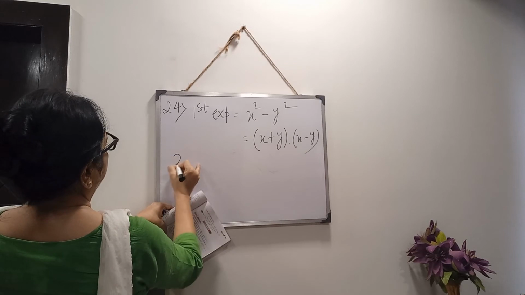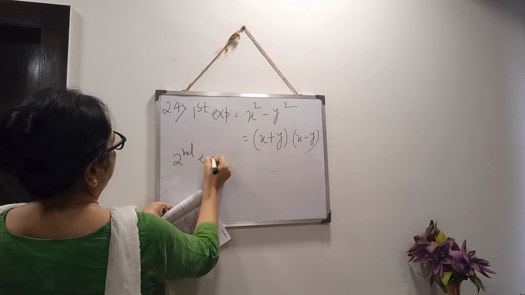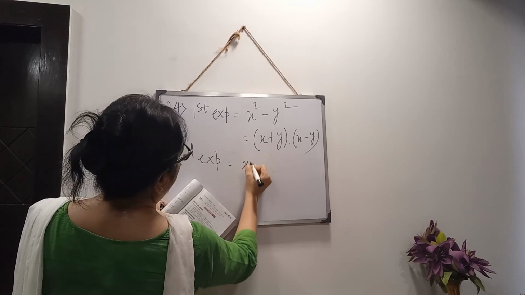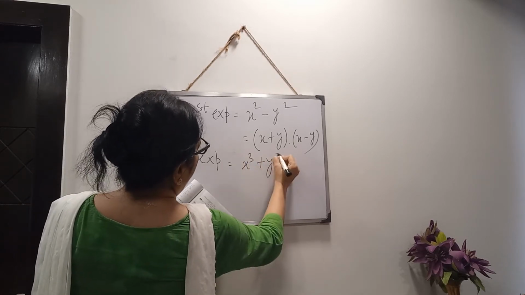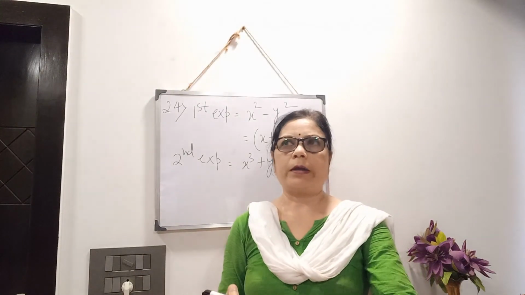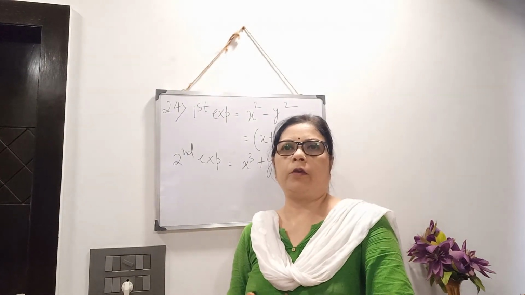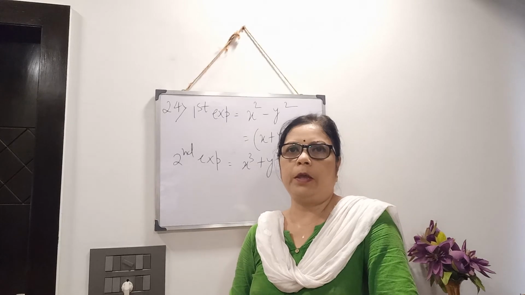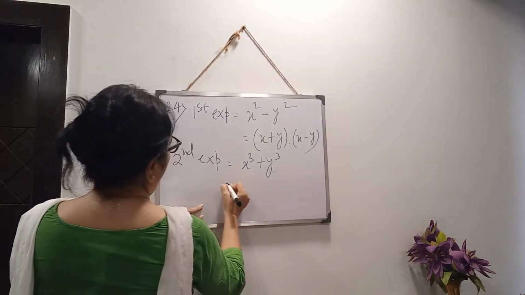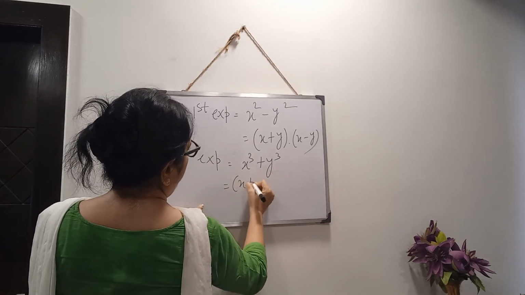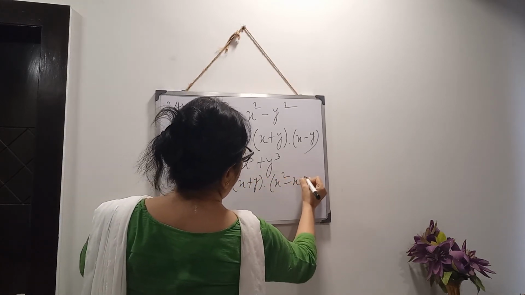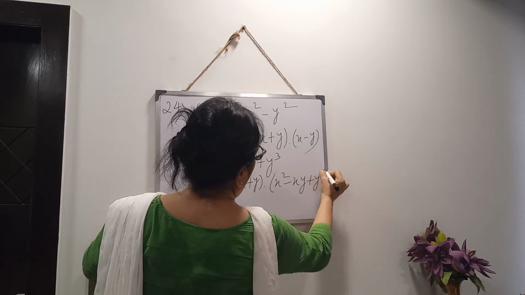Second, I am sure that you have forgotten this formula again. A cube plus b cube. In factorization, we use that formula. A cube plus b cube equals a plus b into a square minus ab plus b square. So here we write x plus y into x square minus xy plus y square.